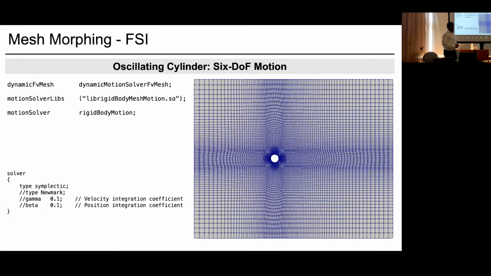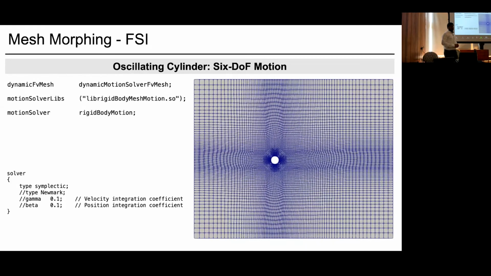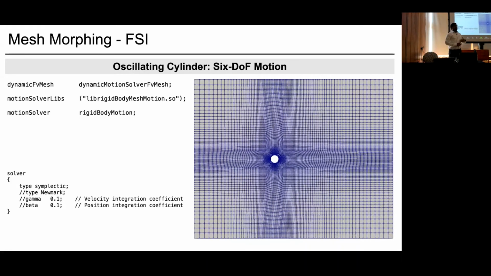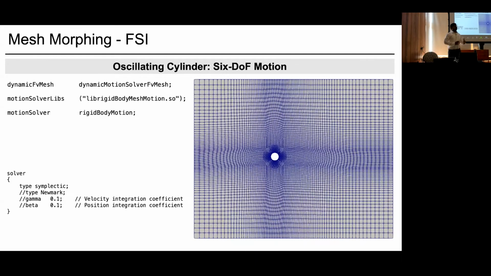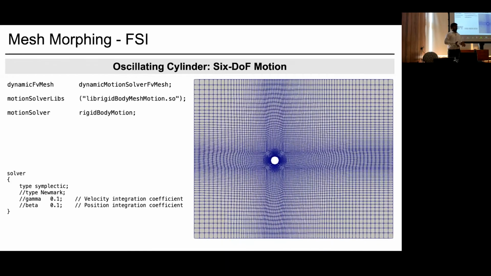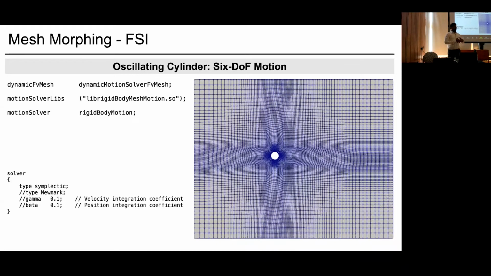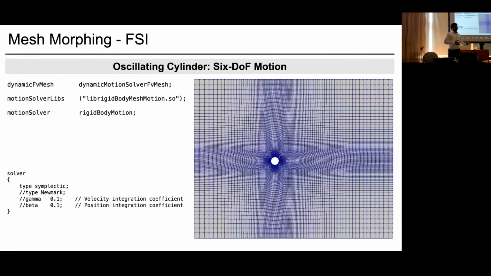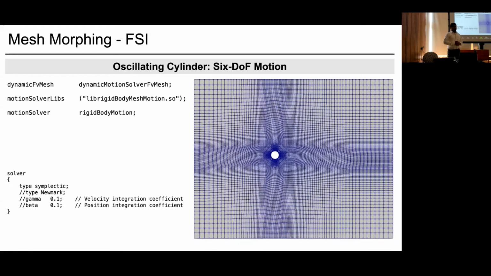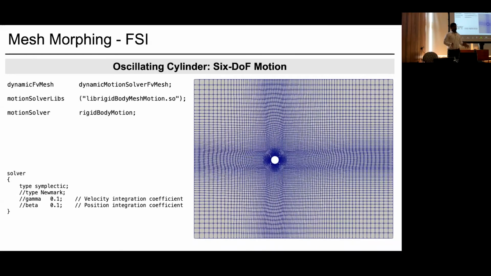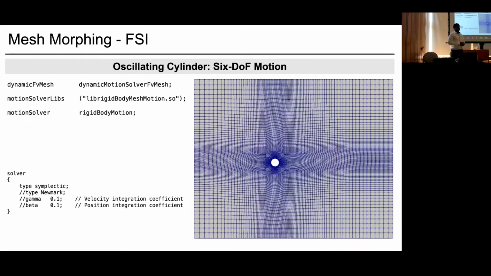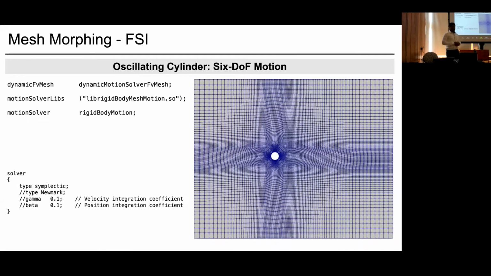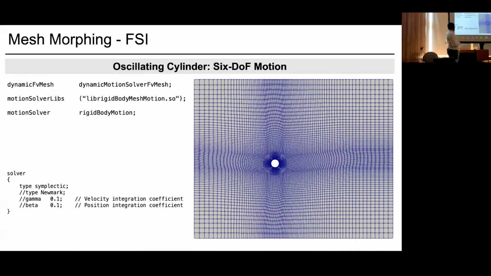Next is the FSI motion. Here your cylinder is not prescribed any motion, but you are applying some restraint to it. Let's say your cylinder is elastically supported on a vertical and a horizontal spring, and you can control the moment of inertia and mass of the body, and the stiffness and damping of the springs. Then what kind of motion function library should we use? Here we would use a rigid body mesh motion function within the dynamic motion solver fvMesh library, and the motion solver is rigid body motion.